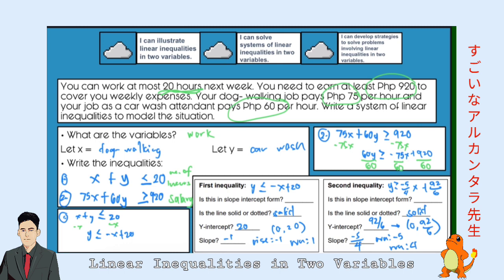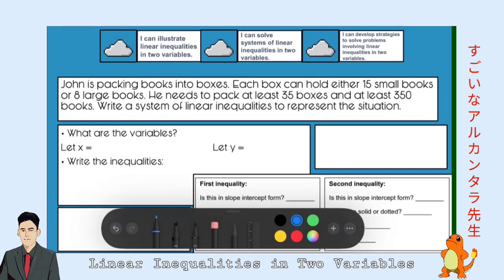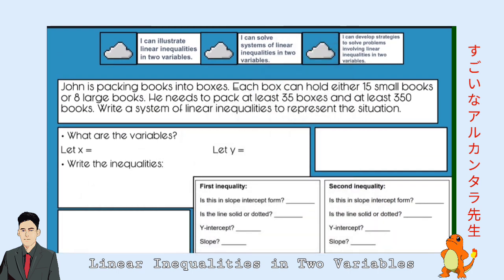And finally, last example. We have John is packing books into boxes. Each box can hold either 15 small books or 8 large books. He needs to pack at least 35 boxes and at least 350 books. So we will write a system of linear inequalities to represent the given situation.